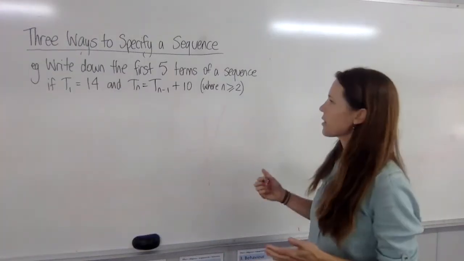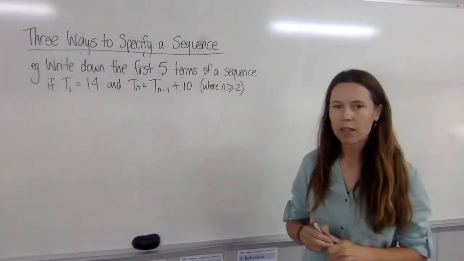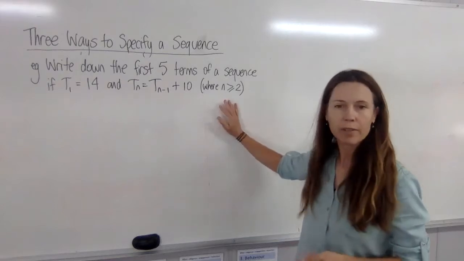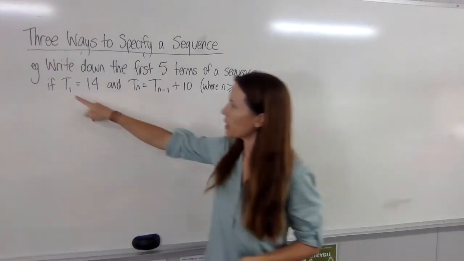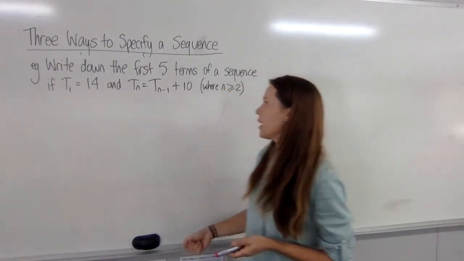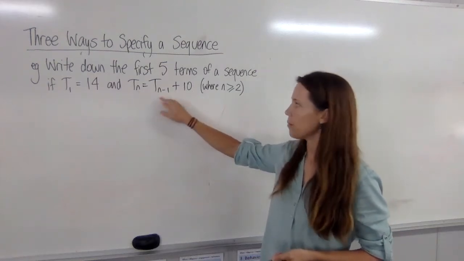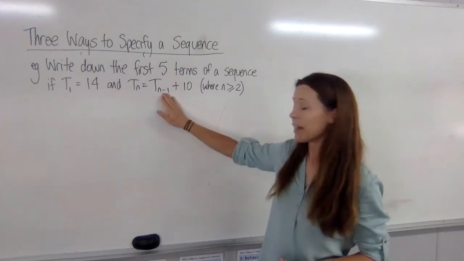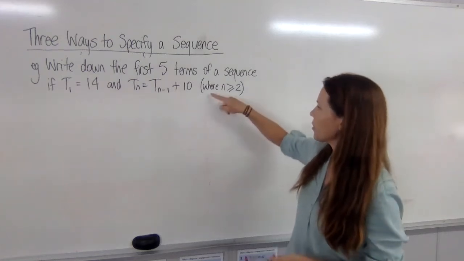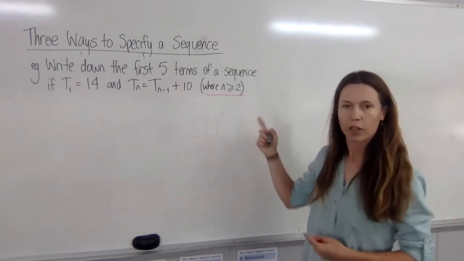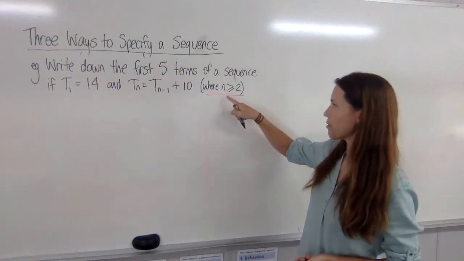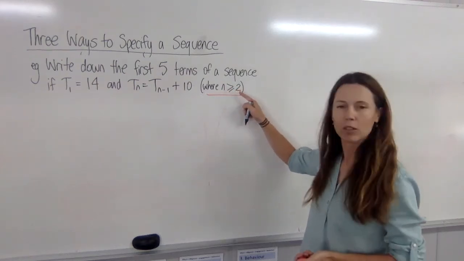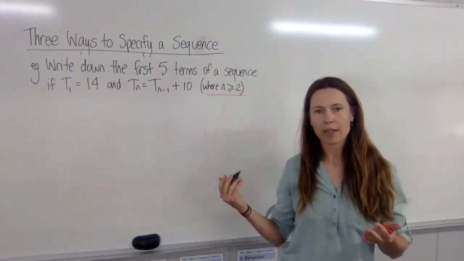This example is asking us to write down the first 5 terms of a sequence if we are given one of these recursive formulas. So we're given the first term, 14, and we're given a formula for the nth term, but it's always based on the n minus 1th term, so we need to know what that is first. So you'll see this, every time you get a recursive formula, they'll specify that n has to be greater than or equal to 2. So can you think why that is?